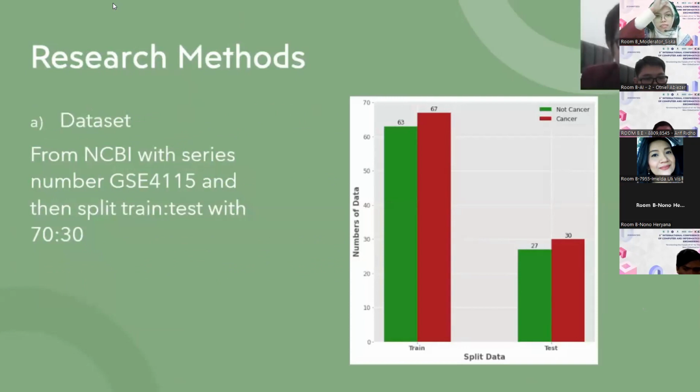For the research methods and dataset, as mentioned before, we get data from the NCBI database with series number GSE4115. We choose this dataset because it contains only smoker persons specifically. Then we split the data into train and test with 70 and 30 percent respectively. And for visualization, as can be seen on the right, we know we don't have an unbalanced dataset problem.